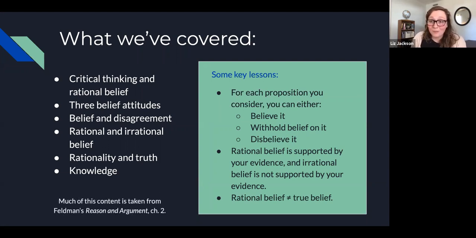Much of the content from this lecture is taken from Feldman's Reason and Argument, Chapter 2.